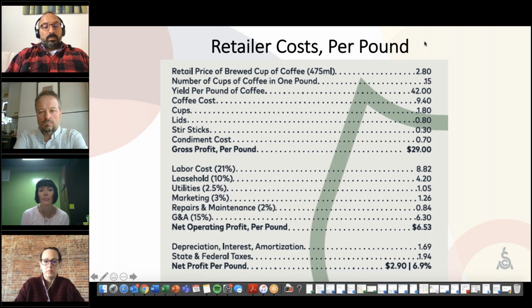So your net operating profit per pound is about $6.53. You can see we had $29 if we just took out the cost of goods piece, but we're all the way down to $6.53 on that pound. You add in your depreciation, interest, and amortization, and again, your taxes, and your net profit per pound is about $2.90, or if you look at the percentage, about 7%.